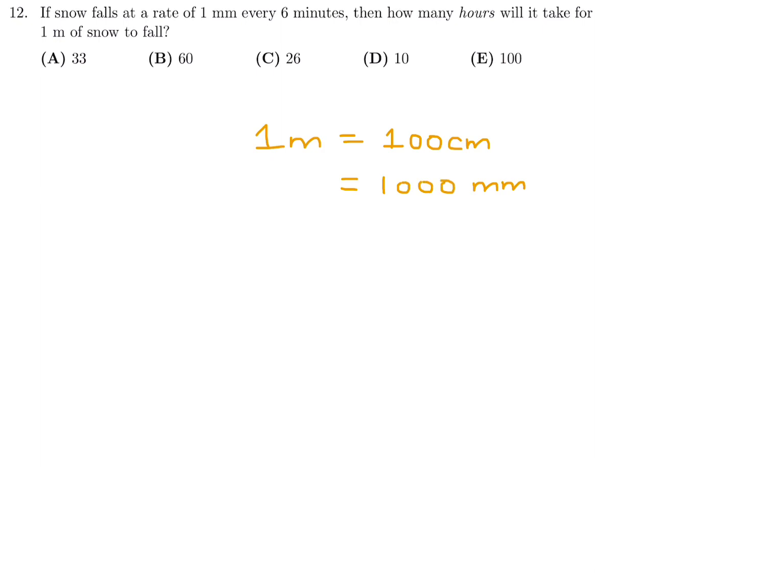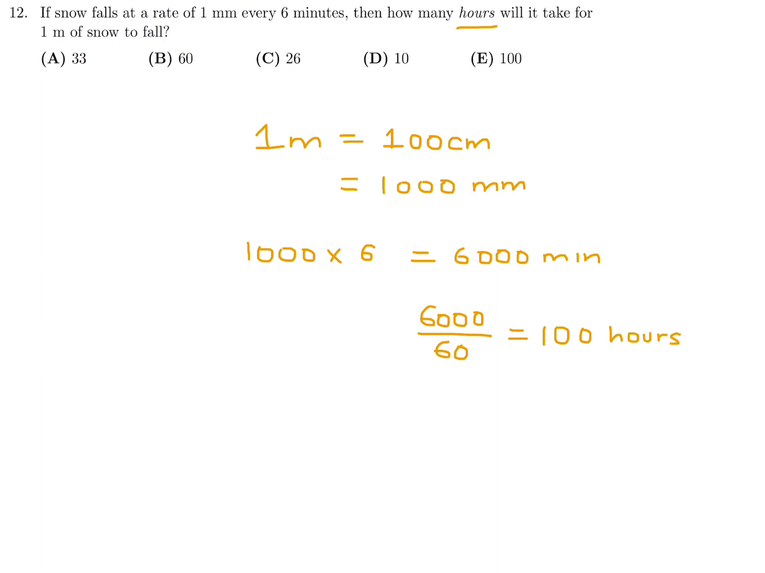Now 1 millimeter falls every 6 minutes. So 1,000 millimeters would fall 1,000 times 6 minutes, which is 6,000 minutes. But we want it in hours, so we divide 6,000 by 60 because there's 60 minutes in an hour, and that gives you 100 hours. So number 12, the answer is E.